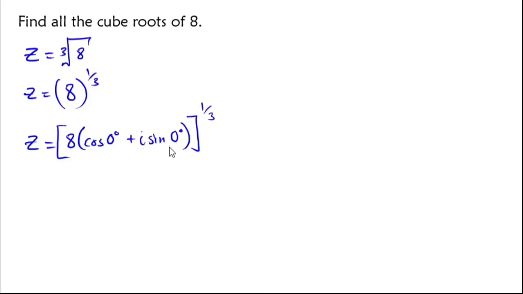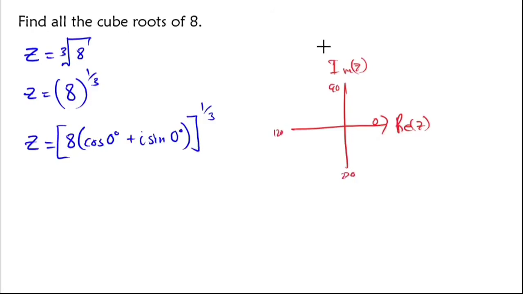So why am I choosing 0? Because on the Argand diagram, this is the real axis, and going in this direction is the imaginary axis. Now our number is just 8, so it's on the real axis and it's positive. So the angle in this direction is simply 0. Here it's 90, here it's 180, down here it's 270. So since it's real and it's positive, then the angle is just 0. So that's why.